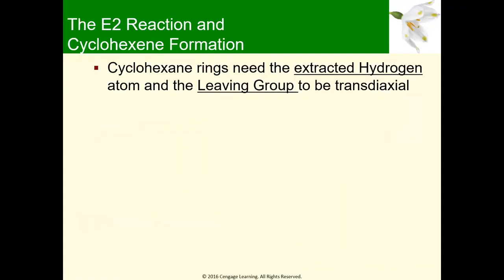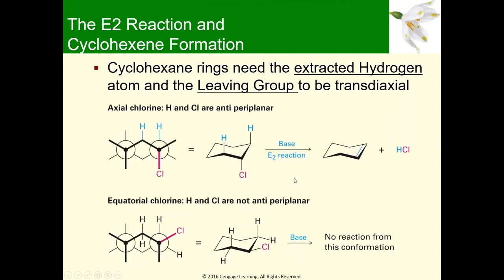Like I said, that was really just a precursor for this next little topic we have to go over. Cyclohexane rings, when they undergo these E2 reactions, we have to have the hydrogen and the leaving group in the right arrangement, in that anti-periplanar arrangement. So cyclohexane rings need the extracted hydrogen atom and the leaving group, which is the halogen, to be trans-diaxial. Okay. So this is the picture that's already printed there in your handout.